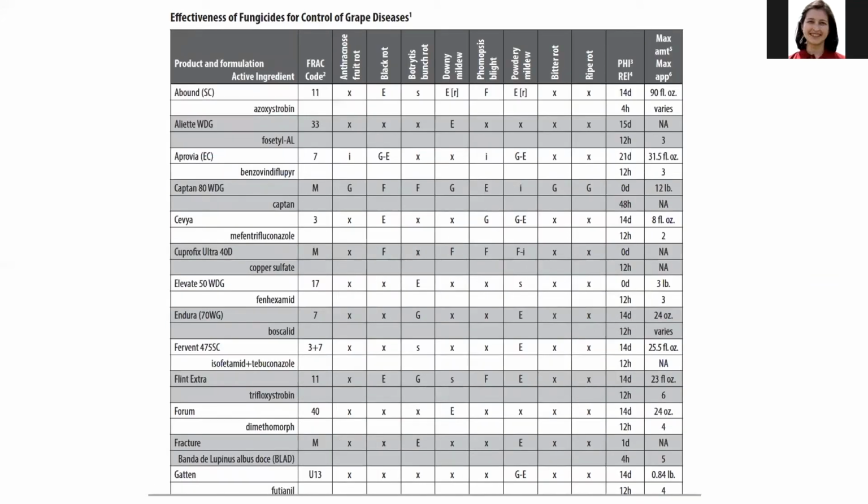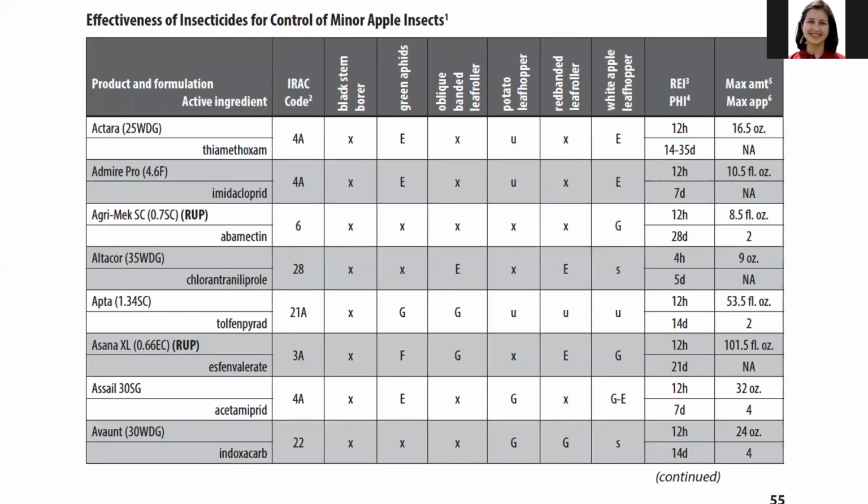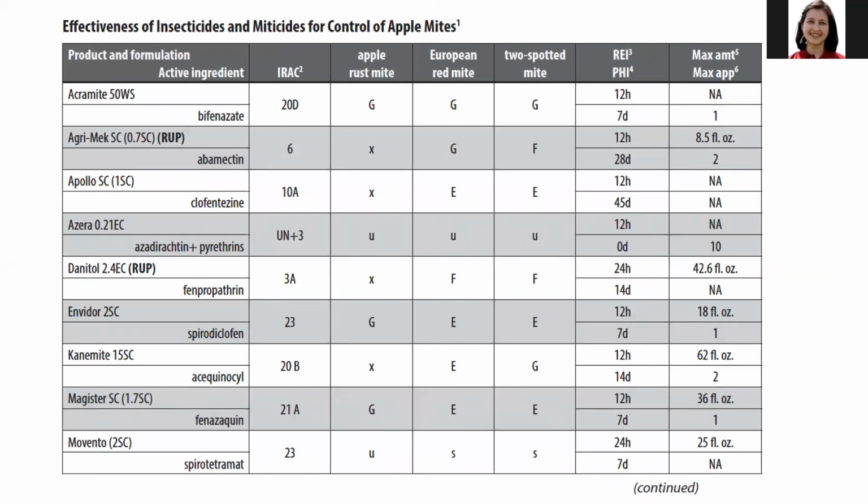Likewise, for diseases in here, you have a side-by-side comparison of products and their efficacy on that list of diseases on the top. In some cases, we have split the minor insects on separate tables, just a matter of space, and then mites also on a separate one.